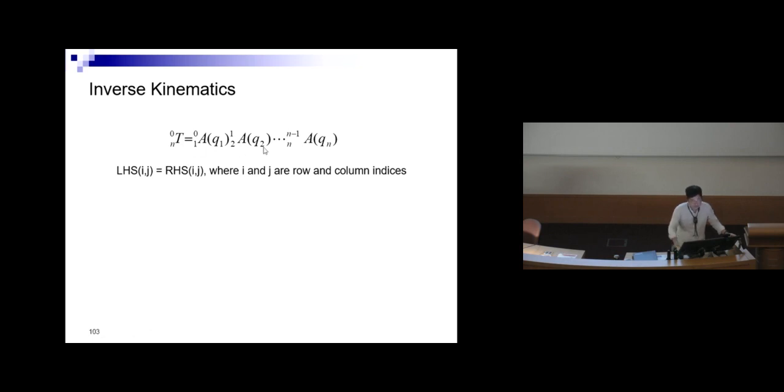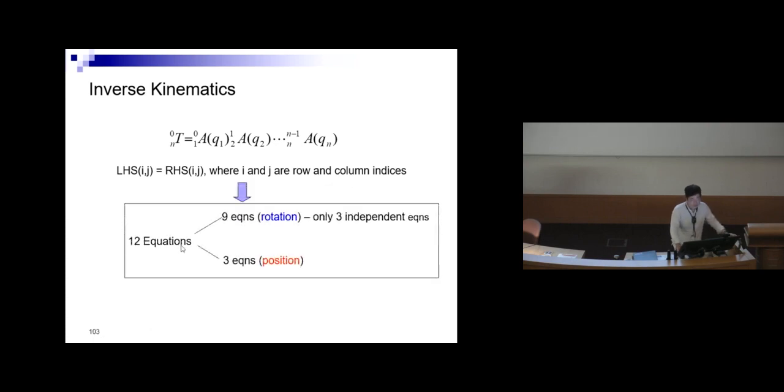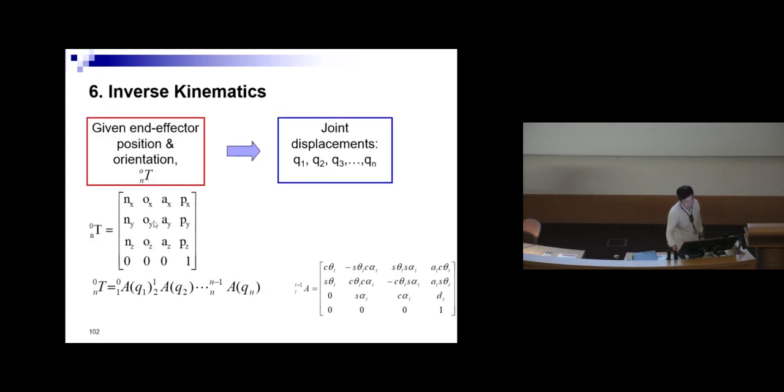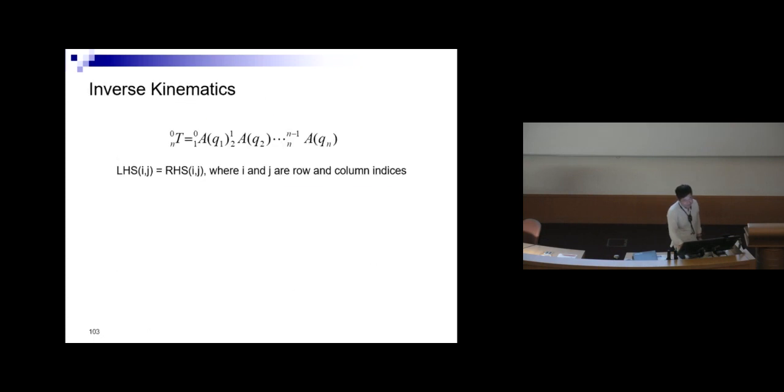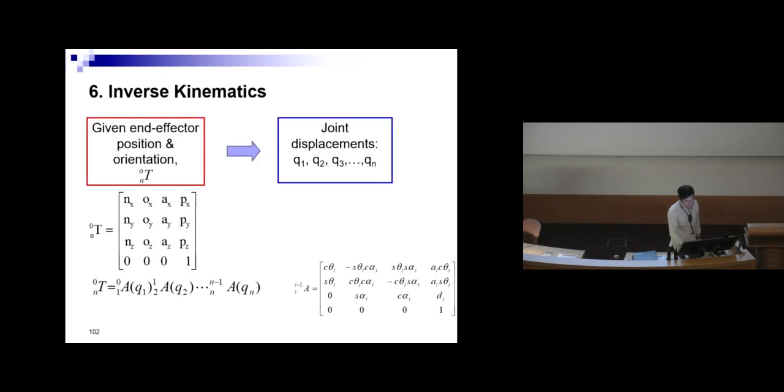You compare them: the left hand side ij is equal to the right hand side ij, where i and j are the row and column index. If you equate them together, they're altogether 12 variables, 4 by 4, because the last row, 0001, is a known constant, so you don't really care.